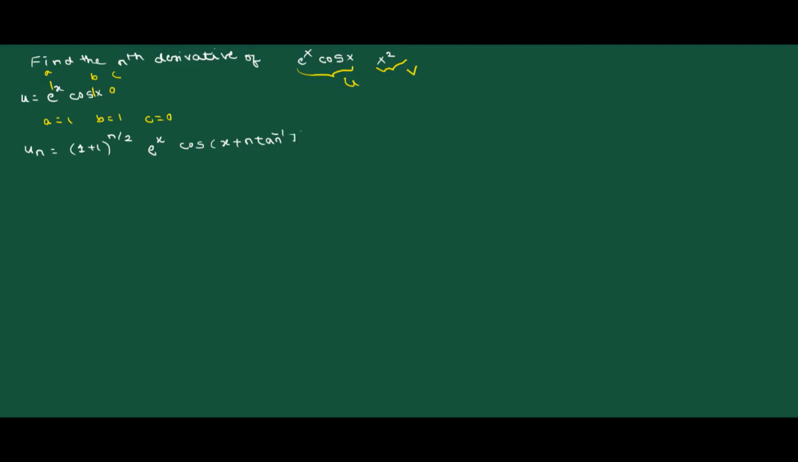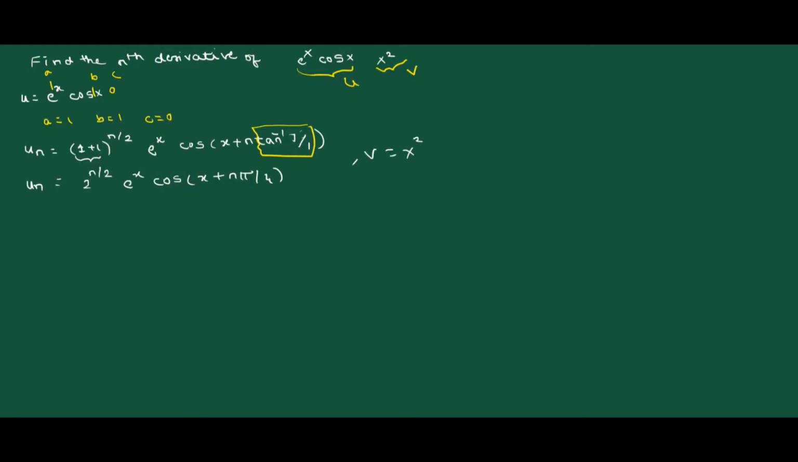B value is 1 and a value is also equal to 1. And this term we can write as 1 plus 1, which is equal to 2. So 2 raised to n by 2 e raised to x cos x plus n into tan inverse 1 by 1. 1 by 1 is equal to 1 and tan inverse 1 is equal to pi by 4. So this is the nth derivative, and v value is x square.